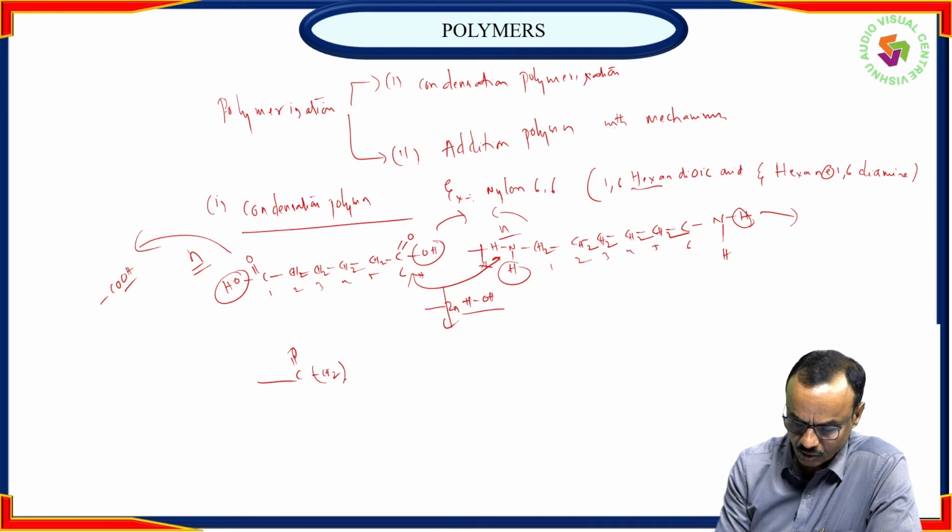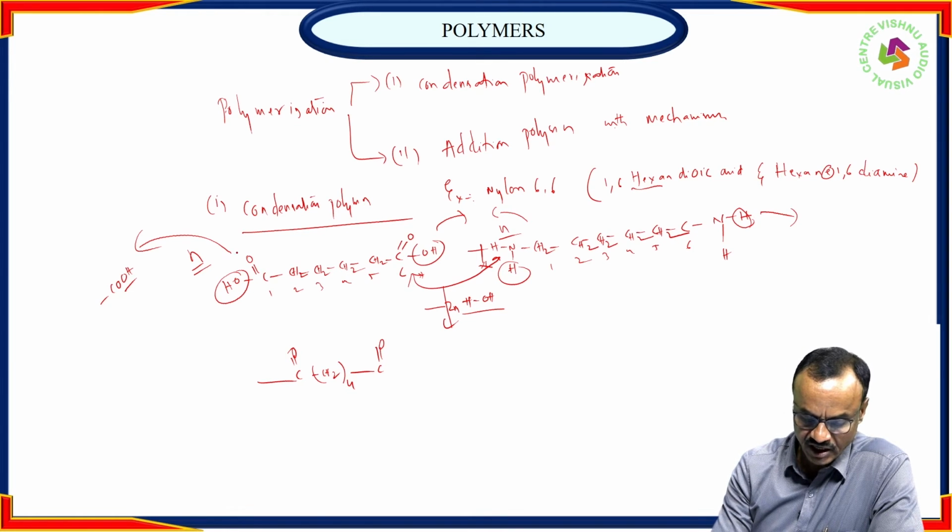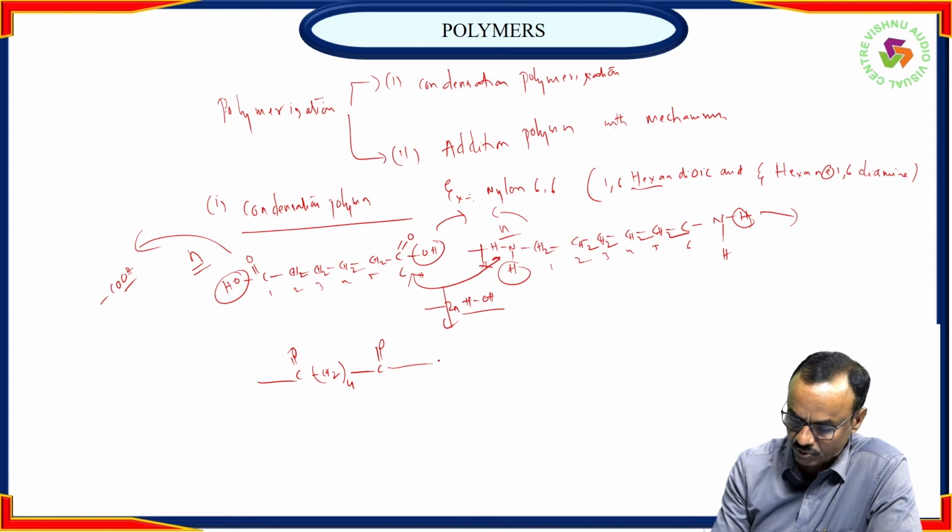CH2, 4, CO, OH is removed and H plus also removed. OH and H plus. Right. How many are there? N, 2N, 2N HOH. This links with this amine group, NH.